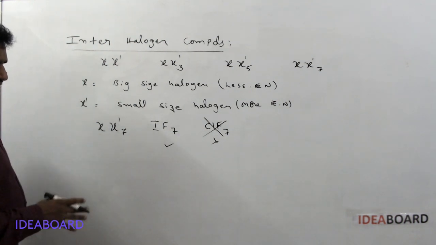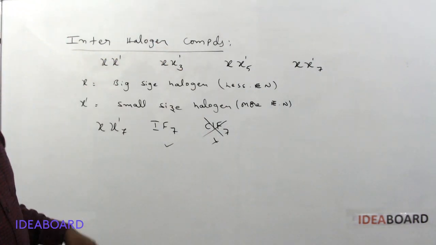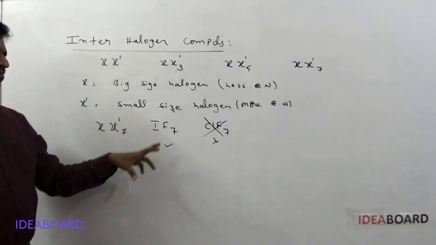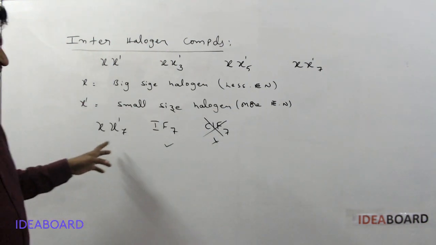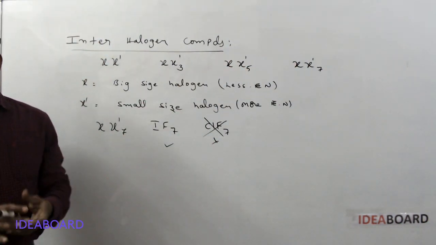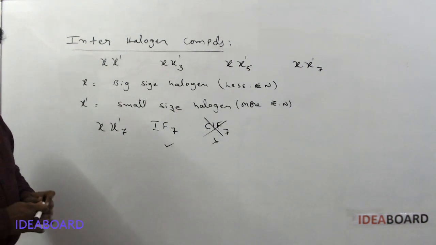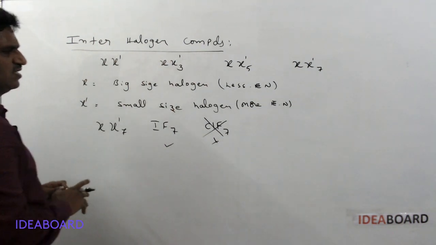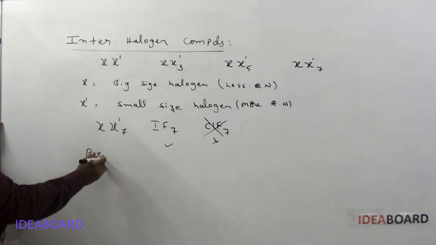So always, in an interhalogen compound, a big sized halogen atom can accommodate more small sized or more electronegative halogen atoms. So XX7 or XX5 is mainly formed by the large sized iodine and bromine, not by chlorine. That is interhalogen compounds. Mainly we have four types. And how can we prepare these interhalogen compounds?